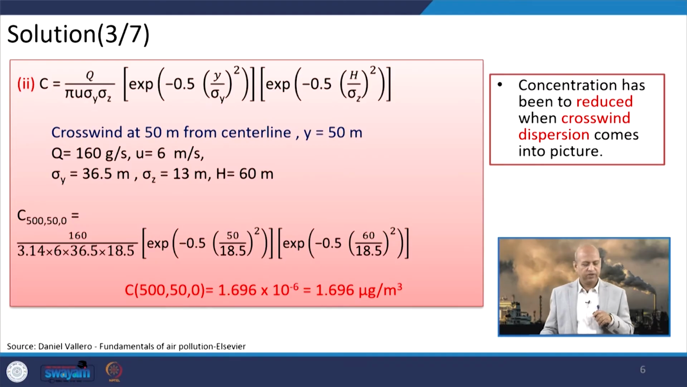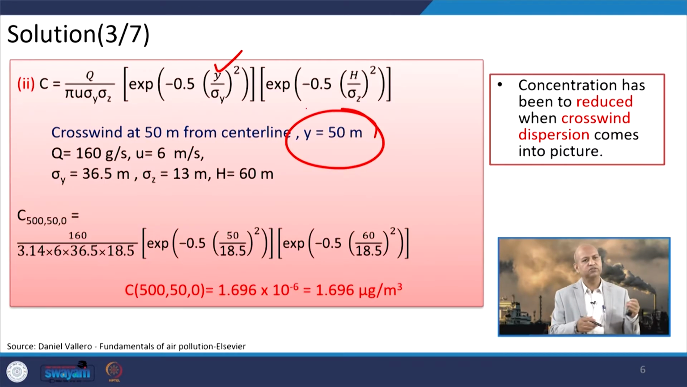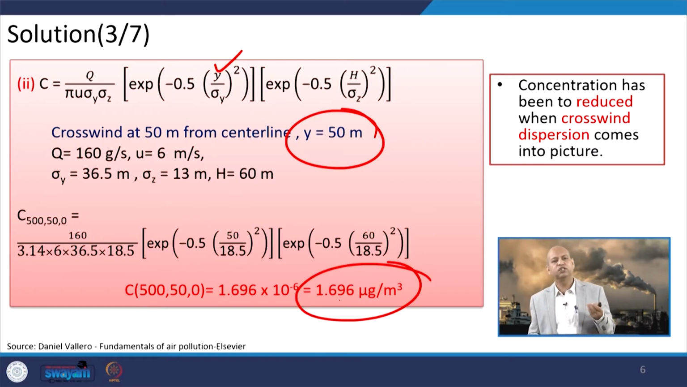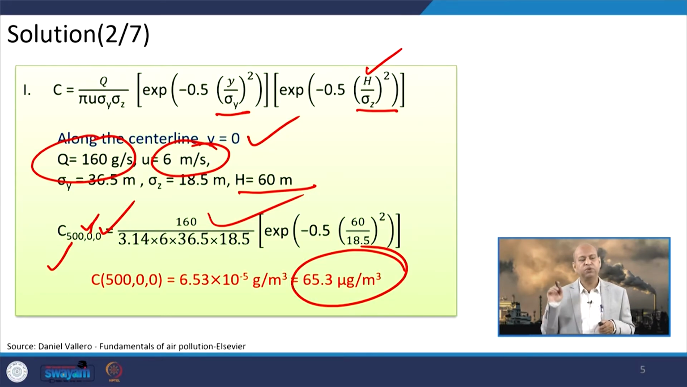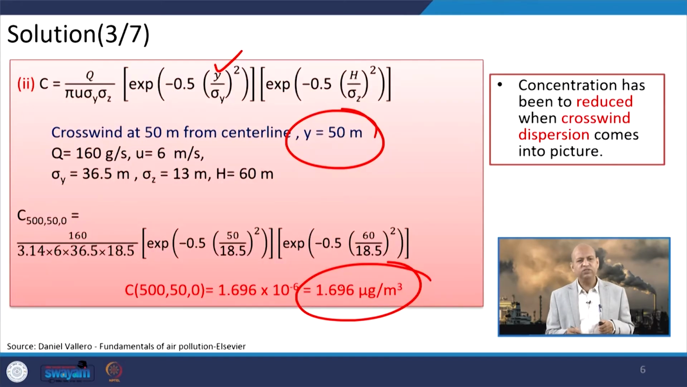Now, the second exercise is at the ground level, but not at the center line, 50 meter away from the center line, whether left or right does not matter. So, y is 50 meter here, that we have to put, otherwise all other values are the same. You put those values and again calculate, you get 1.696, you can say 1.7 microgram per cubic meter. So, that means at the center line it is around 65 microgram, here it is around 1.7 microgram per cubic meter, that means the concentration decreases when we go away from the center line, right. So, that is again proved here.